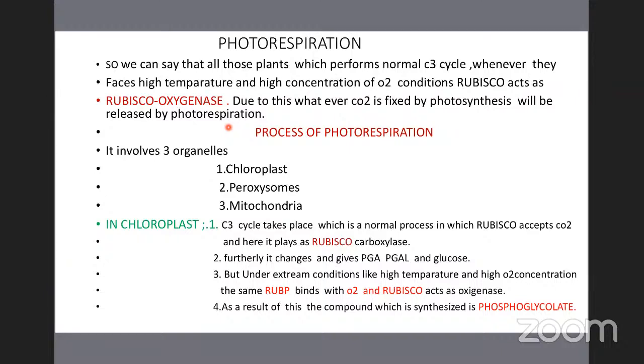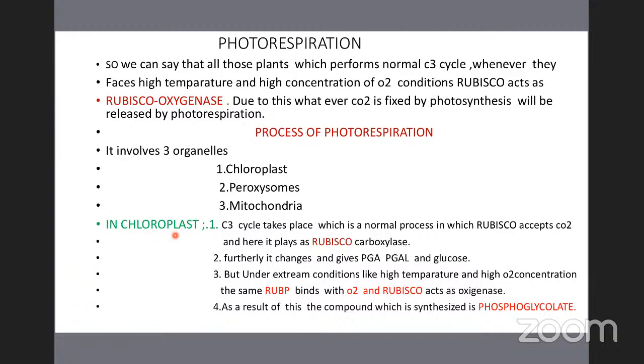And now coming to the process of photorespiration, how it proceeds. See, this process actually completes in 3 different organelles. That means this photorespiration process involves 3 organelles: one is chloroplast, second is peroxisomes, and third is mitochondria. And let us observe the changes in chloroplast.